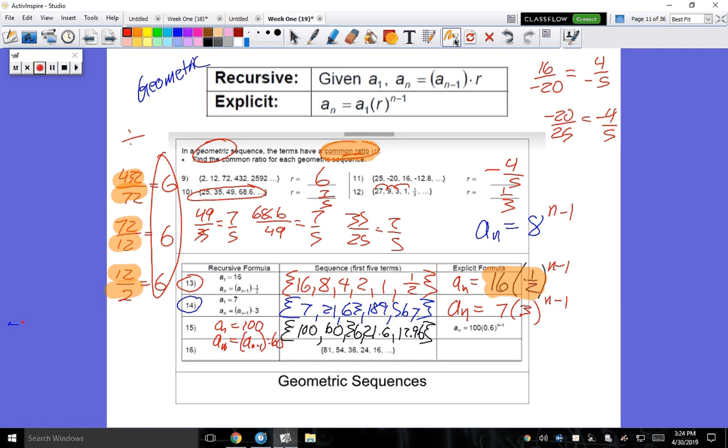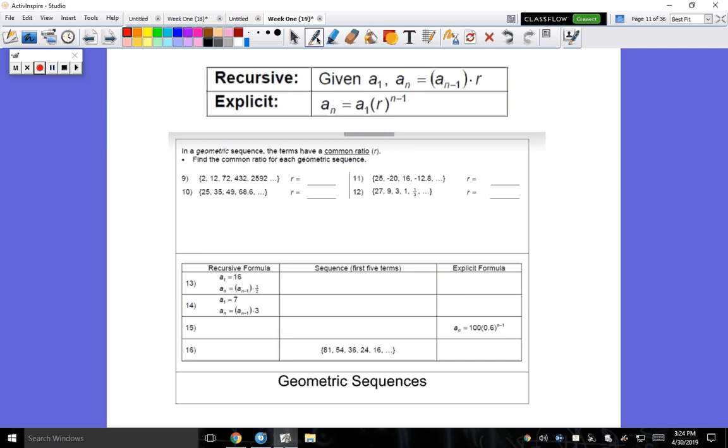Kaylee, let's do the last one, 16. Let's do the recursive formula. What would a sub n or a sub 1 be? 81. And then what would a sub n be? A sub n minus 1. Yep. Times.